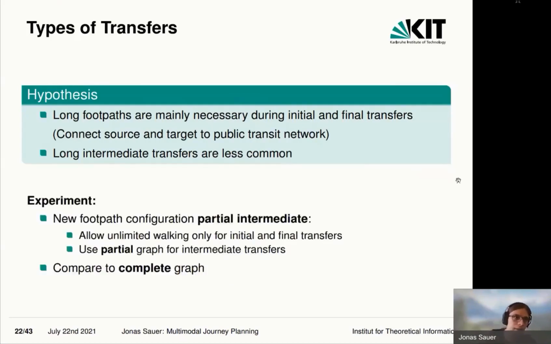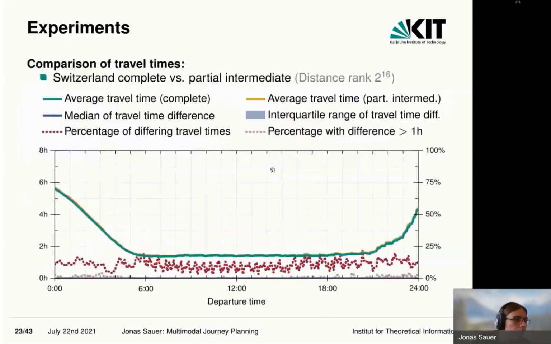So we did another experiment with a new footpath configuration we call partial intermediate. We allowed unlimited walking only for the initial and final transfers, and for the intermediate transfers, we switched to the partial graph. Then we compared that to the results for the complete graph. There we go. This is what we got.